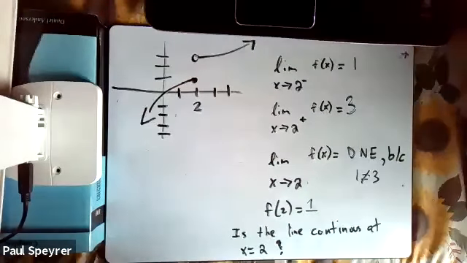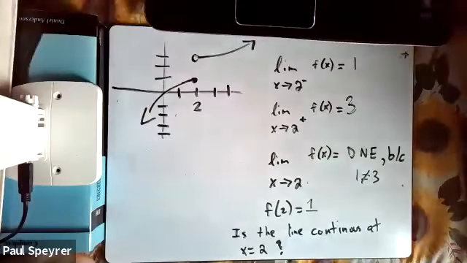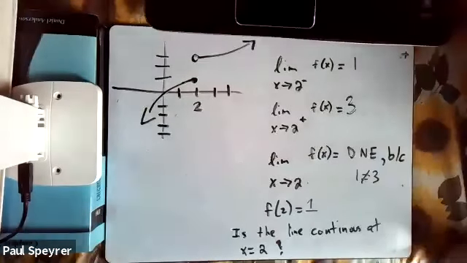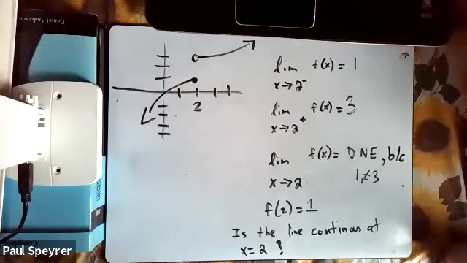Now, is the line continuous at x equals 2? Remember, there were 3 criteria that had to exist for that, right?